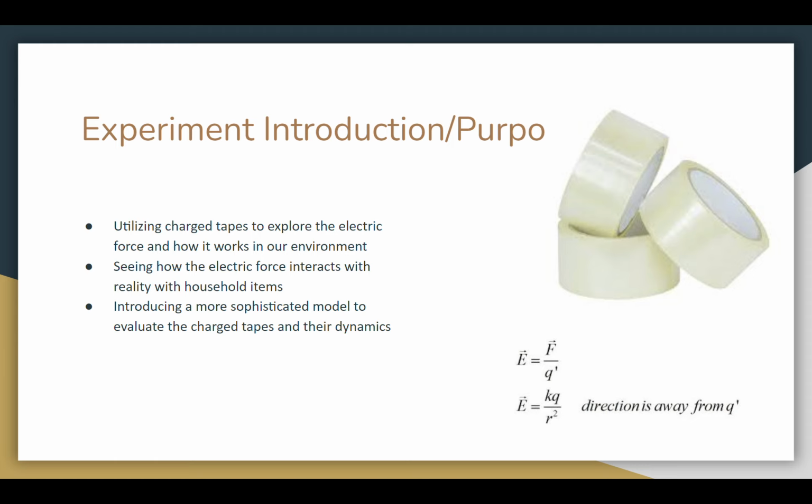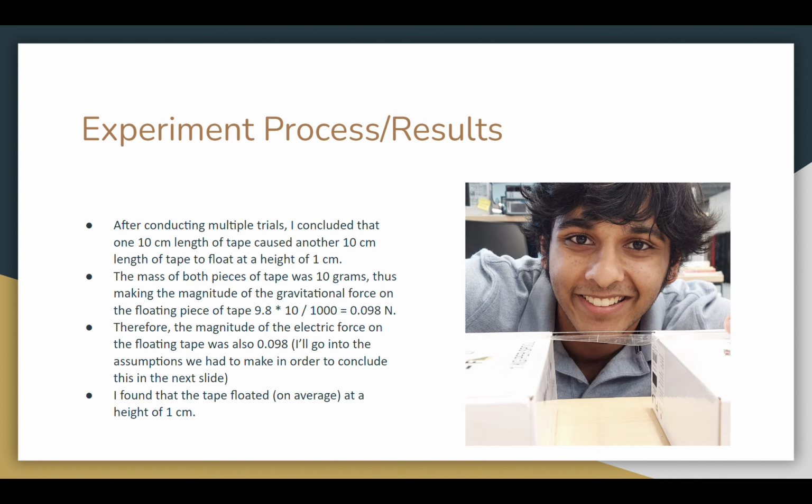So the process of the experiment and the results. On the right, that's me with the floating tapes, and after conducting multiple trials, I concluded that one 10 centimeter length of tape caused another 10 centimeter length of tape to float at a height of 1 centimeter. Based off the density that was given, the mass of both pieces of tape was 10 grams, making the gravitational force about 0.1 newtons, right? So therefore, the magnitude of the electric force on the floating tape was also about 0.1 newtons.